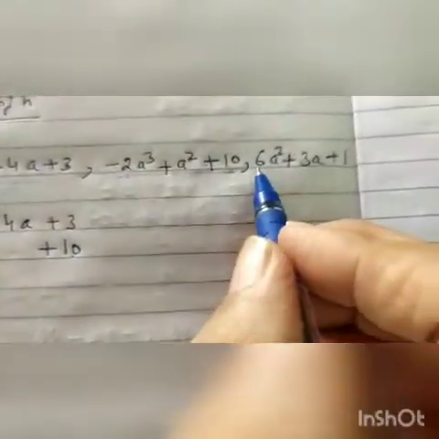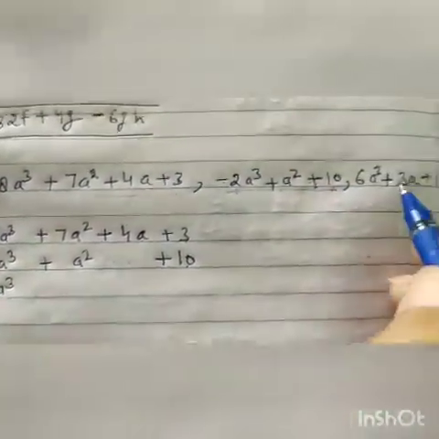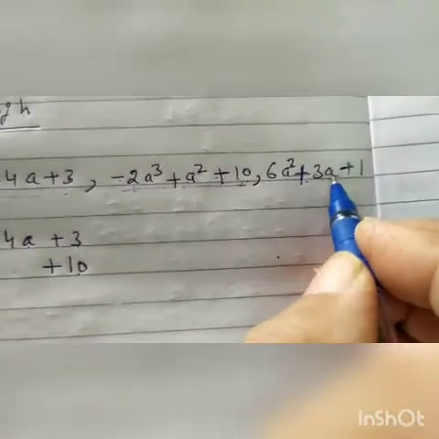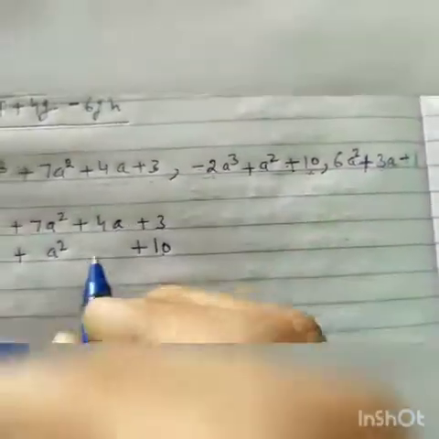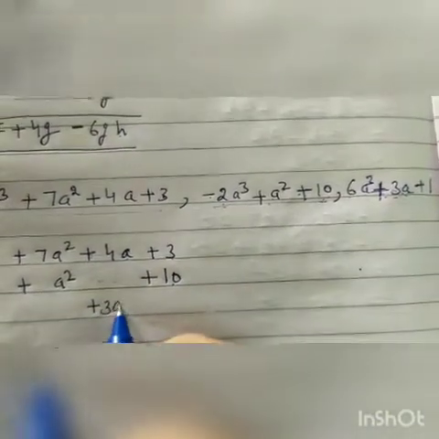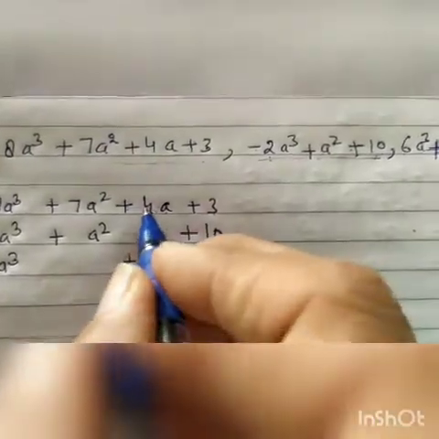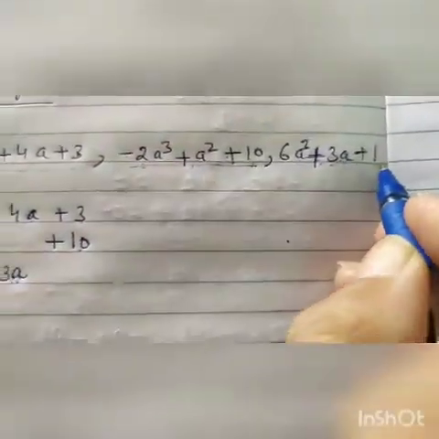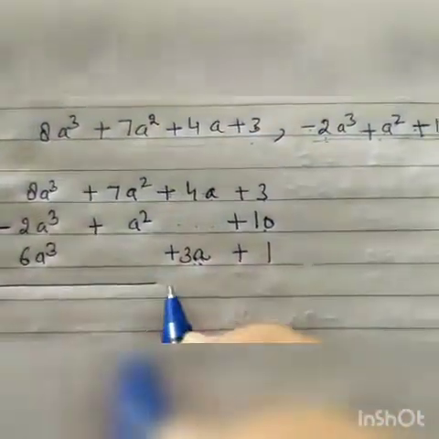Now third expression is 6a cube. We will write now in third line 6a cube plus 3a. Students, see, in this expression this is the term with variable a, plus 3a. So we will write this plus 3a below plus 4a, but in third line. We will not write here in second line. We will write in third line below 4a, because a and a both are like terms. Then plus 1. Plus 1 is a constant term. We will write it plus 1 like this.